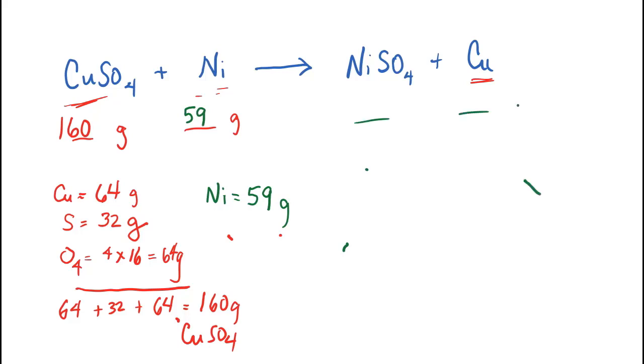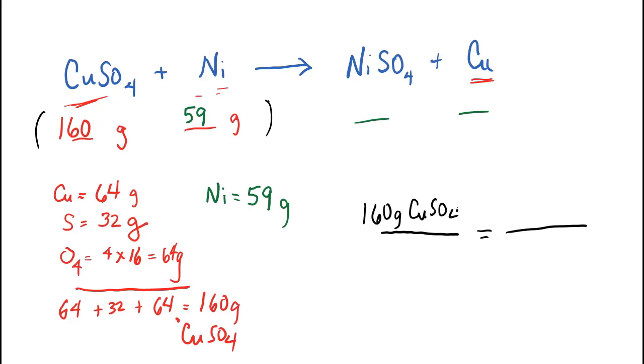So now, how is this useful? What I have here is a ratio. I can put it into mathematics. I know 160 grams of CuSO4 reacts with 59 grams of nickel.